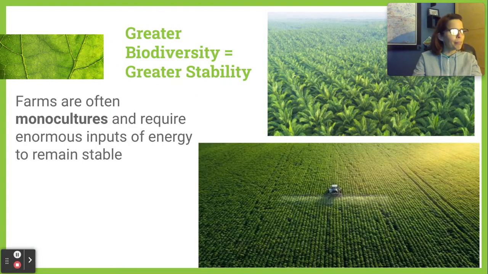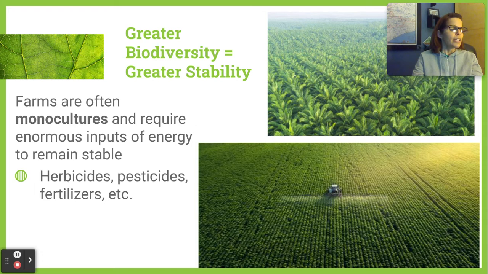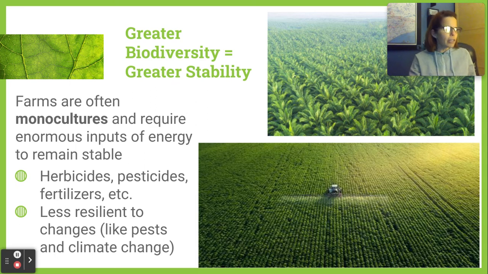Okay, and remember that monoculture is bad. The greater biodiversity we have in an ecosystem, the greater the stability. So monocultures are bad because we have to spend a lot of energy to keep them as monocultures. They're constantly going to get invaded by weeds. They're constantly going to get invaded by diseases that will spread quickly because there's only one variety. They're basically clones. So we have to spray pesticides and herbicides, and we have to add fertilizers. So monocultures are less resilient to changes like pests and climate change and disease.